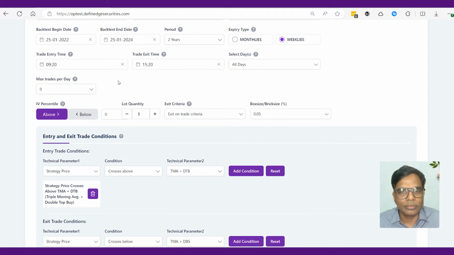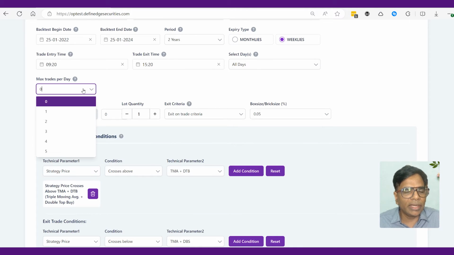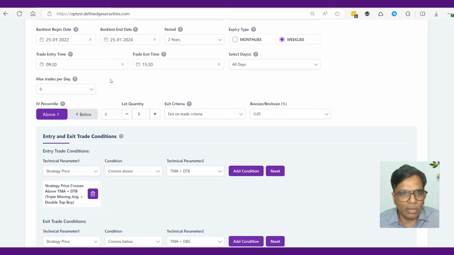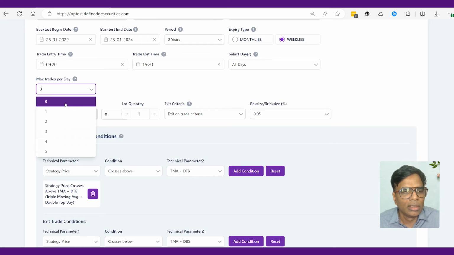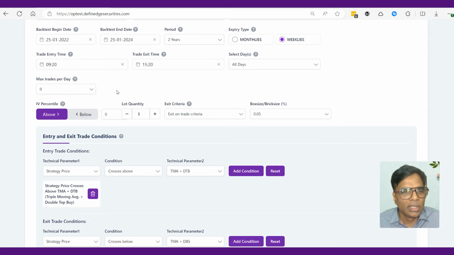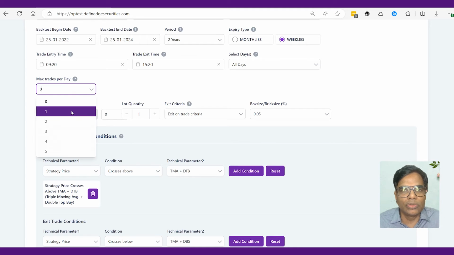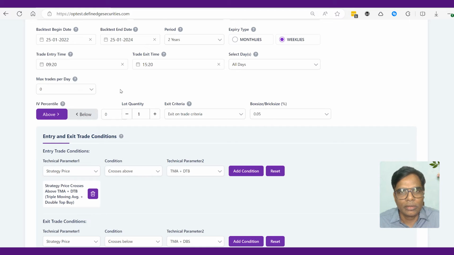Now on a given day there can be multiple entry and exit signals. Okay, it depends on the price action on the PNF chart. Sometimes you get multiple signals, sometimes you get only one, but here for our sake we'll use 0. 0 means that we'll take all entry and exit signals. Okay, but if you want to enter only one, then you choose 1. Okay, I mean enter only one and exit that trade.